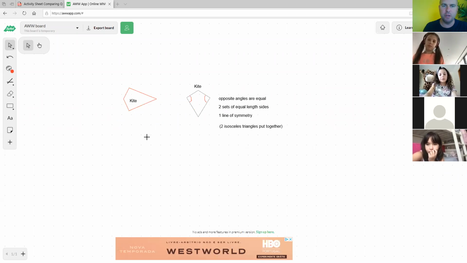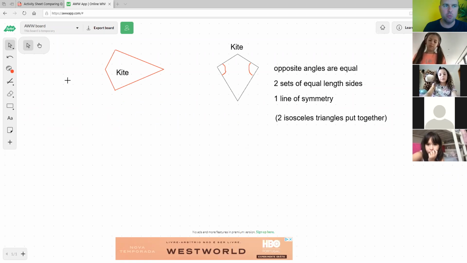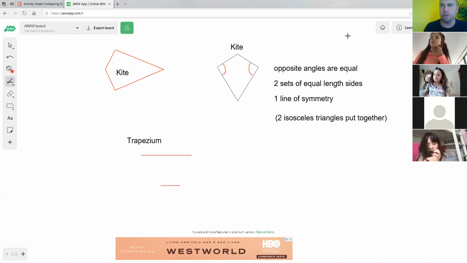Now I'm just going to move over here a little bit, and I'm going to draw what is called a trapezium. In America, they call them trapezoids. We call it trapezium. Now, trapezium is pretty cool. So it's got one set of parallel lines, like that. And then the other parallel line might not even be the same length. It could just be like this. But it's parallel, okay? Can you see that?